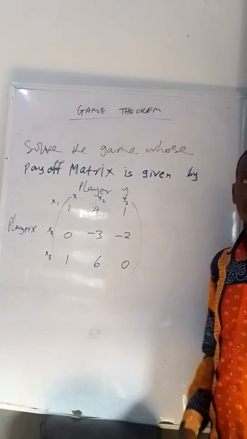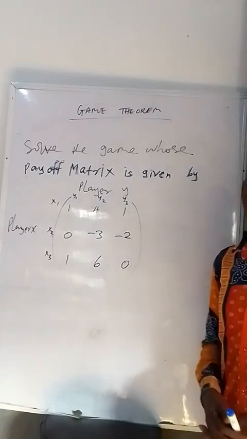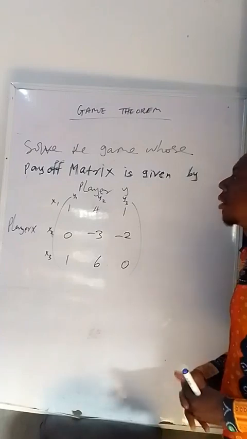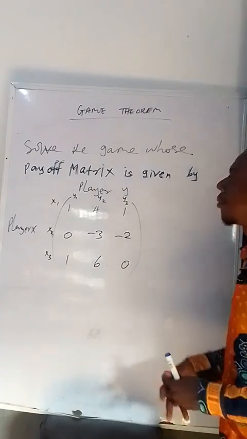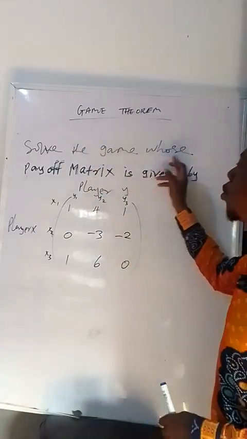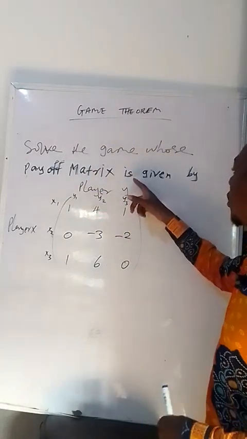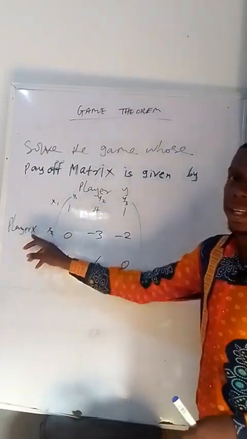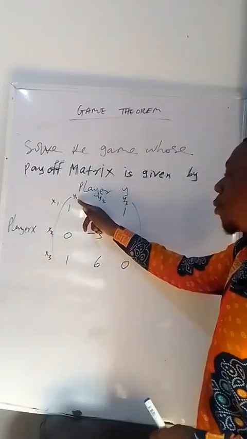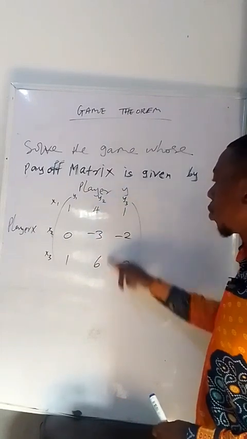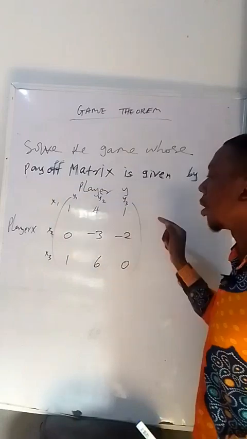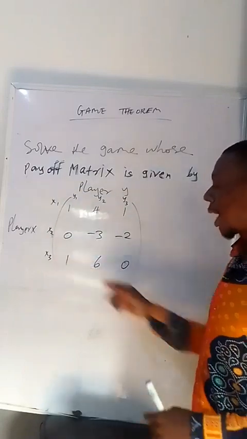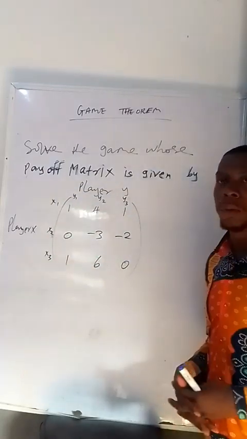Hello friends. Today we'll be looking at game theory. The question says, solve the game whose payoff matrix is given by, we have player Y and player X. So we have Y1, Y2, Y3 and X1, X2, X3. There is no problem with this.